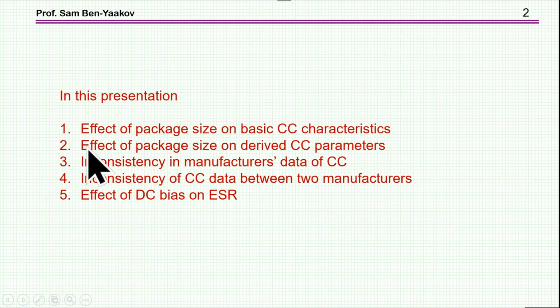So in this presentation, I'm going to talk about the effect of package size on basic ceramic capacitor characteristics, the effect of package size on the derived parameters, that is, parameters that you calculate from the basic characteristics, and then inconsistency in manufacturers' data of ceramic capacitors and inconsistency of data between 2 manufacturers. And then at the end, I'm also going to cover the effect of DC bias on ESR.